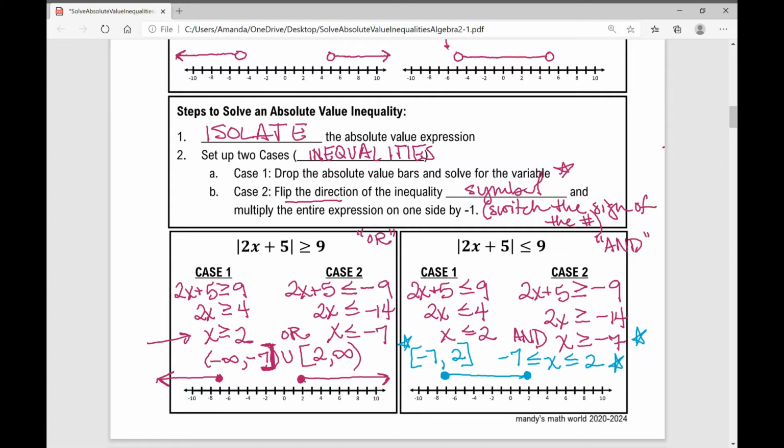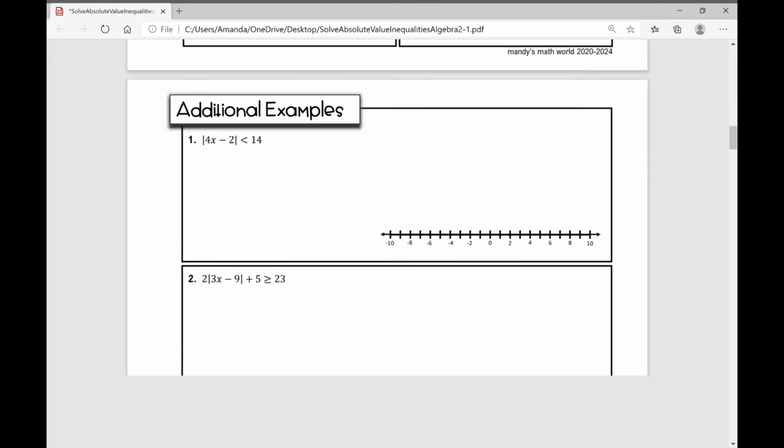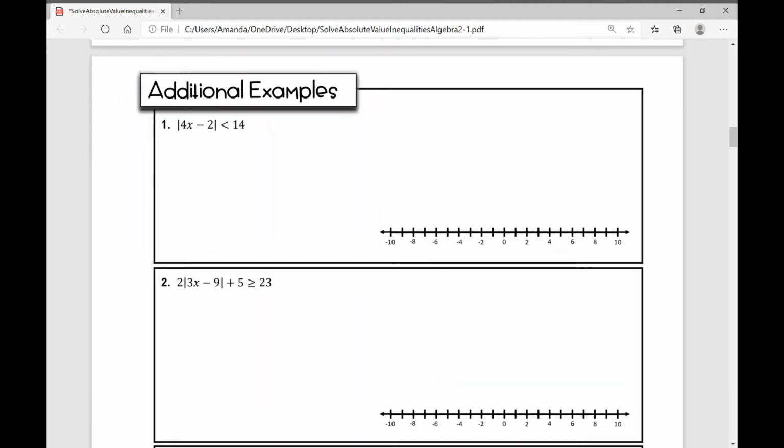They all mean the same thing. So write your answer however you like it, however your teacher prefers, whatever you need to do. But they all mean the same thing. Let's move on to our additional examples.